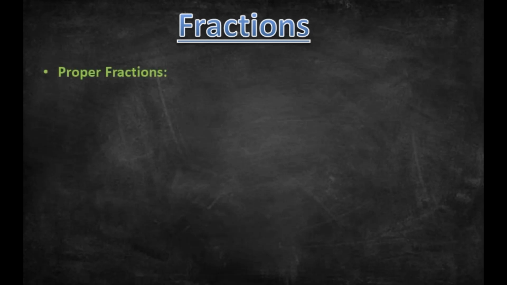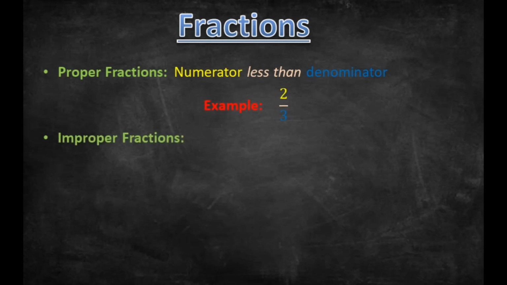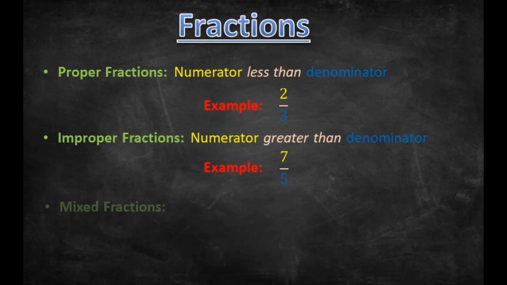Firstly, we have proper fractions. This is where the numerator is less than the denominator. For example, 2/3. Then we also get improper fractions. This is where the numerator is greater than the denominator. For example, 7/5. Then a third type of fraction that we get are the mixed fractions. For example, 4 and 2/3.